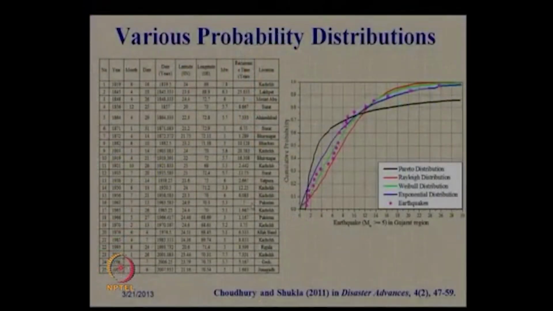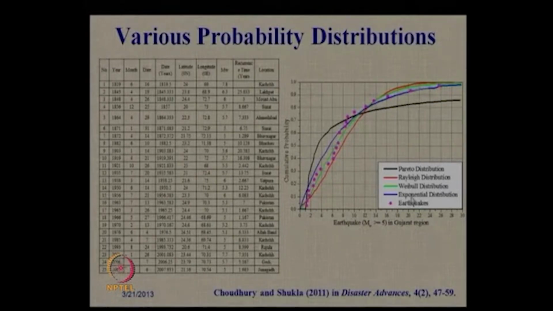Let us look at the various probability distributions. You can see from this curve, various lines are proposed. These dots show the earthquakes that occurred in the Gujarat region with magnitude greater than or equal to 5. In this model, we have selected magnitude greater than or equal to 5. Okay? And the cumulative probability we obtained using 4 different probability models.